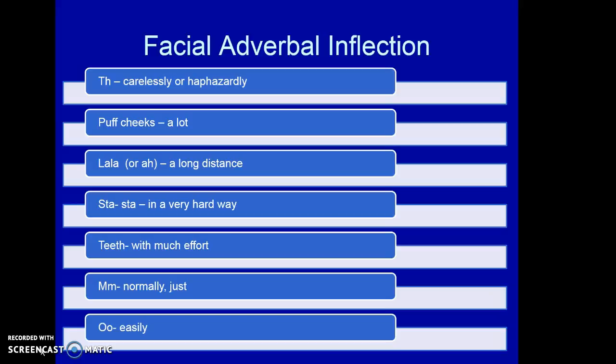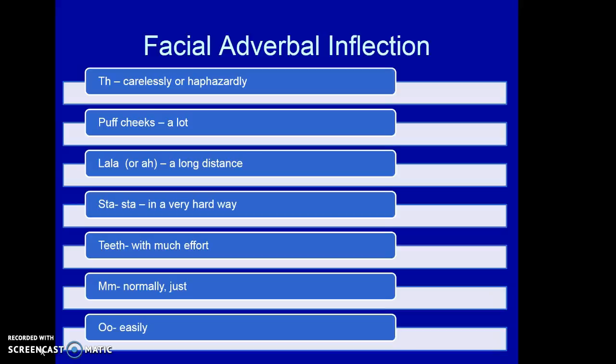The LALA, or sometimes the facial expression, gives the idea that a verb is done for a long distance. So to drive a great distance could be signed this way, or simply with the ah. Sta is a facial expression that can be added to a verb to show that it's done with great difficulty. So if you work really hard all day, then you might sign.